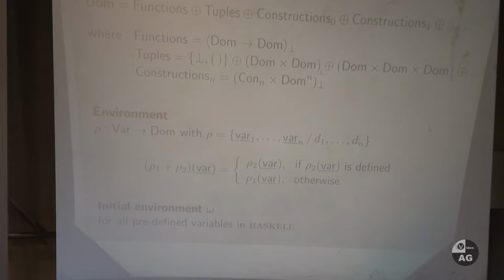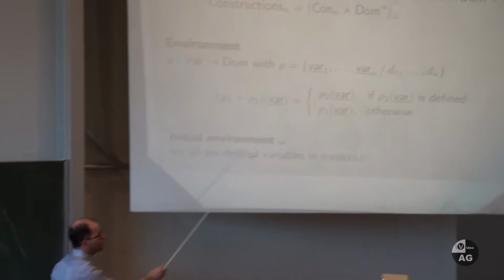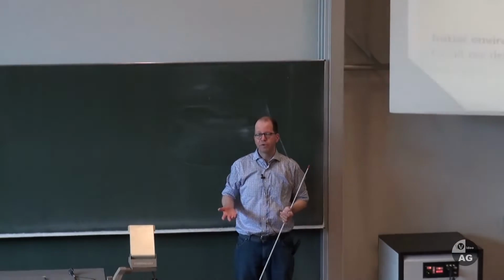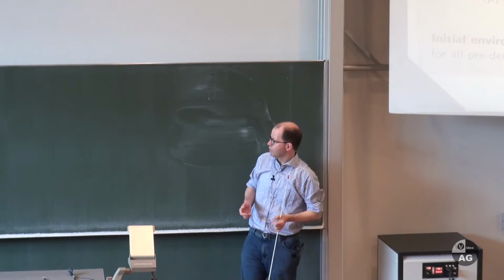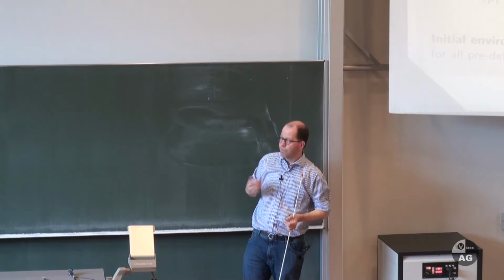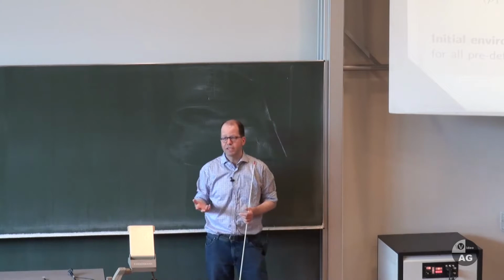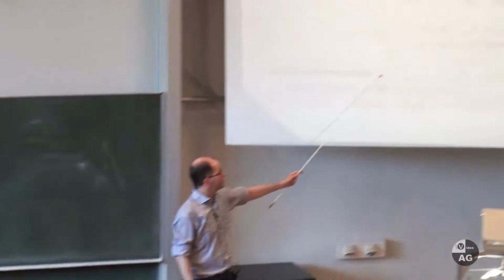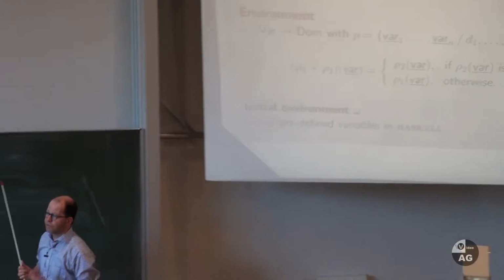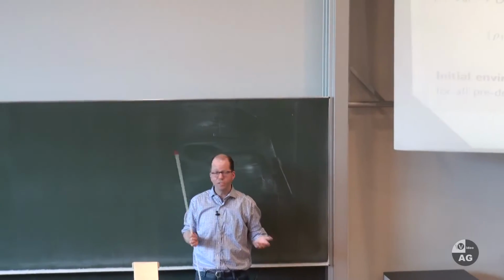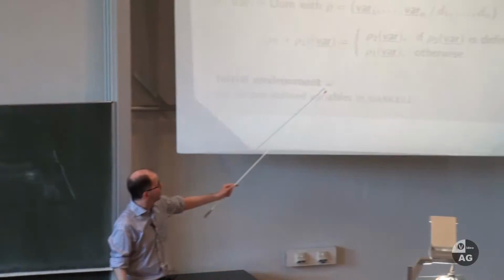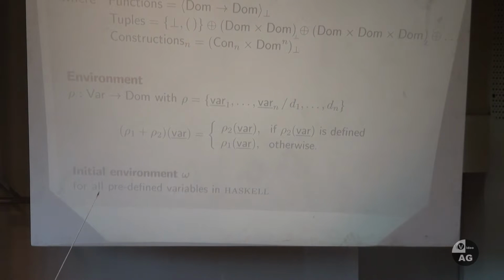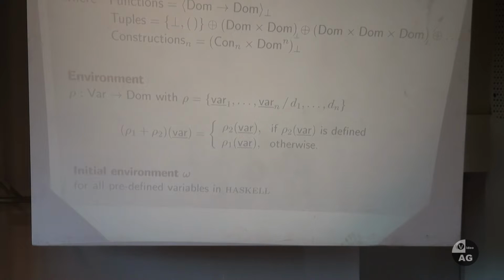And so the idea is we start with an initial environment, which we denote by small omega. And this initial environment defines the semantics for all predefined operations in Haskell. So for example, for addition, the plus symbol, or map, or filter, all the things that are predefined in Haskell, of course, we need to know their semantics. And this should be done by this initial environment. And then afterwards, the program of the user adds additional definitions. And these additional definitions, they extend this environment. So then we use this plus operation and extend the initial environment by new definitions for the user-defined functions.